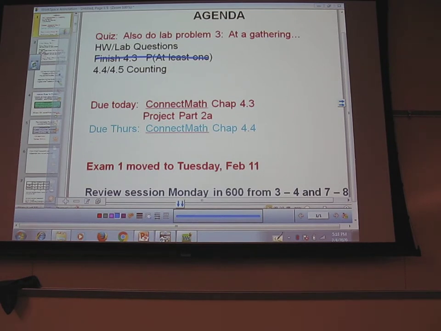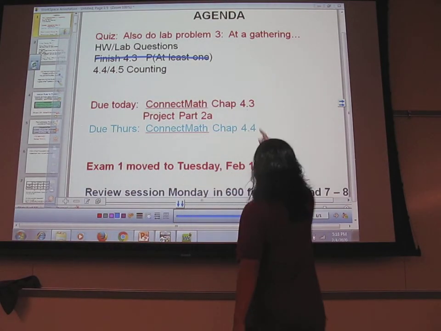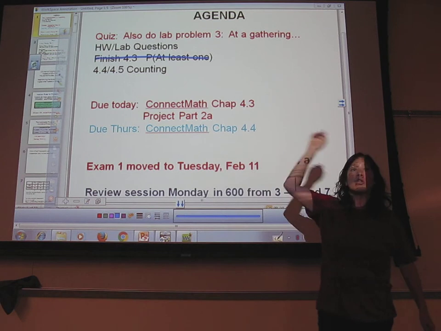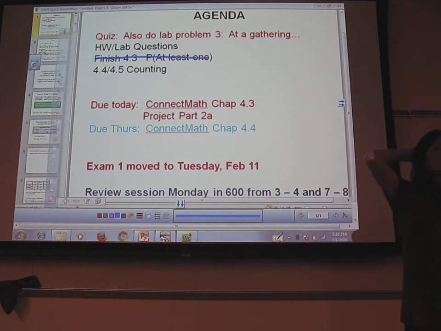Second thing is, connect back to today. Are there any questions about the homework? Anybody have questions about the homework? All right, do not spend more than 10 minutes on any one homework problem. If you do, just skip it, move on to the next one, and then come back and ask me questions in class the night that it's due.